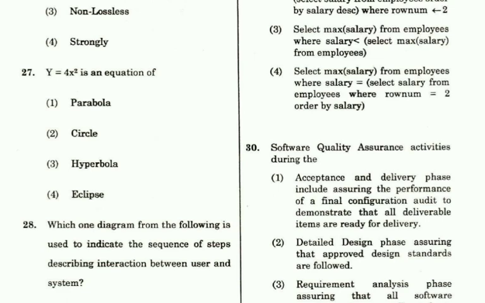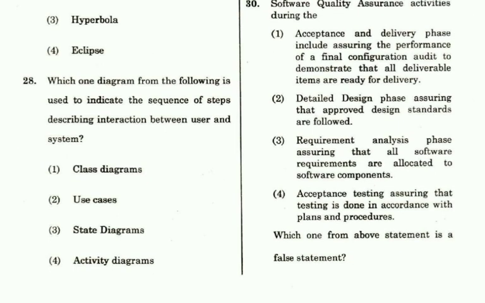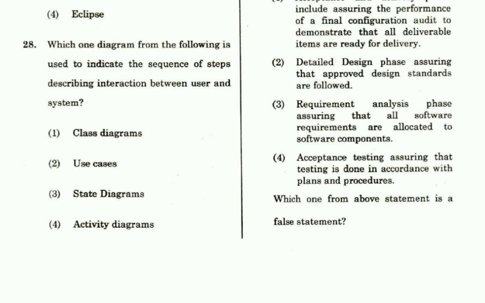Next, which diagram from the following is used to indicate the sequence of steps describing interaction between the user and the system? So interaction between user and system is denoted by the use case diagram. Use case diagrams represent interactions between a user, that is an actor, and the system. Whereas class diagrams describe the system structure, state diagrams show state transitions of objects, and activity diagrams show the workflows. So option 2 is the correct answer.